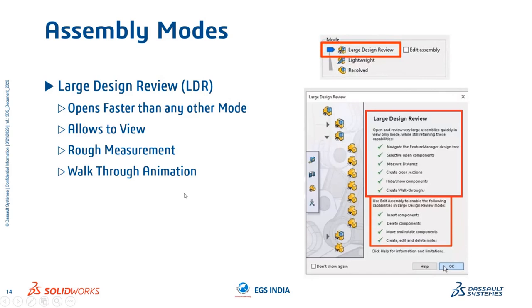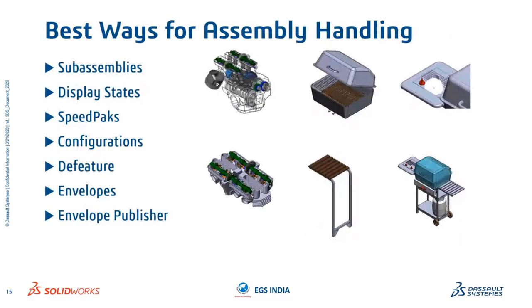Plus, if you're opening any of the assembly files in resolved mode, it will take around 20 minutes. But if you open in lightweight mode, it will take only 2 minutes, because it loads less data. If we open in large design review mode, it will take only 10 to 15 seconds, because it doesn't contain any of the model data. So it will open quickly, and you can measure the component, and you can save your time as well. Now, we'll see the steps of opening the assembly files in your modes.